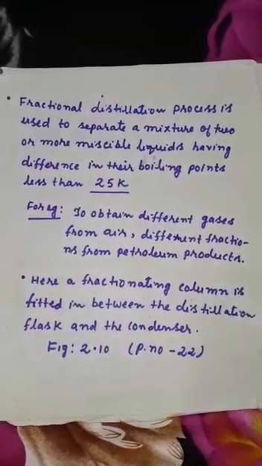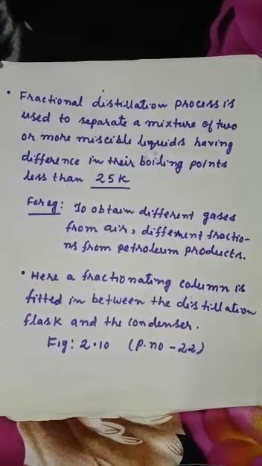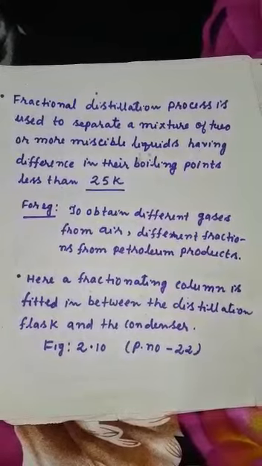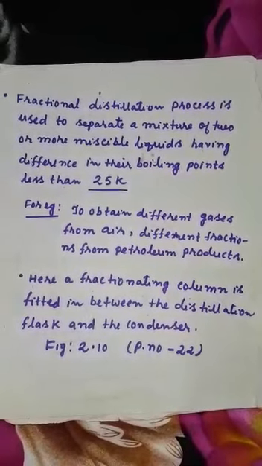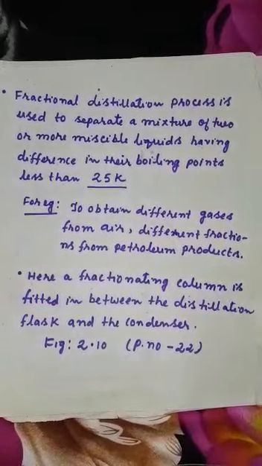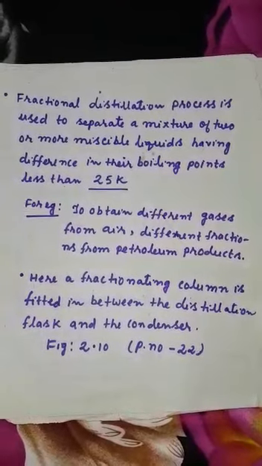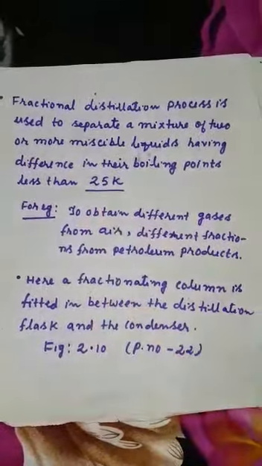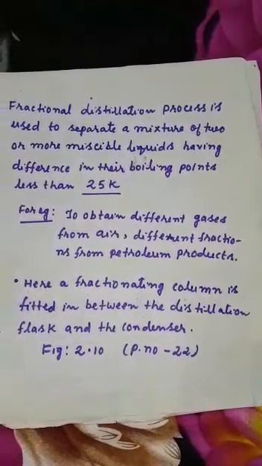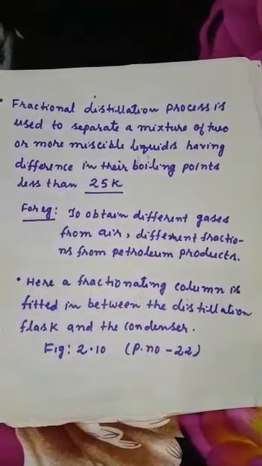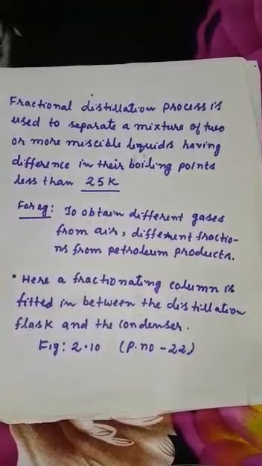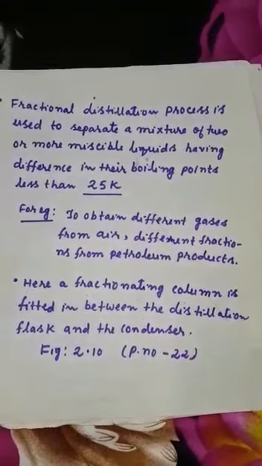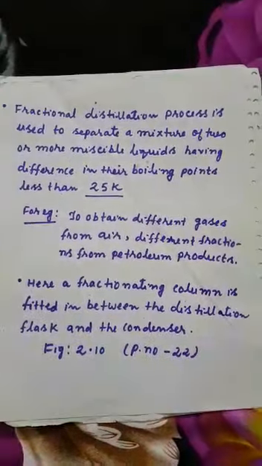We apply a method called the fractional distillation method, and this process is used to separate a mixture of two or more miscible liquids having a difference in their boiling points of less than 25 Kelvin. 25 Kelvin is very less. For example, if you want to separate the components of air, you can use the fractional distillation method.